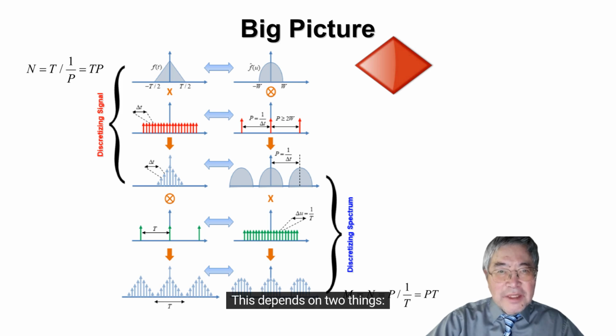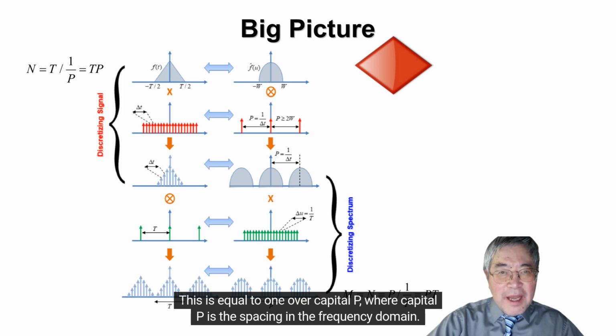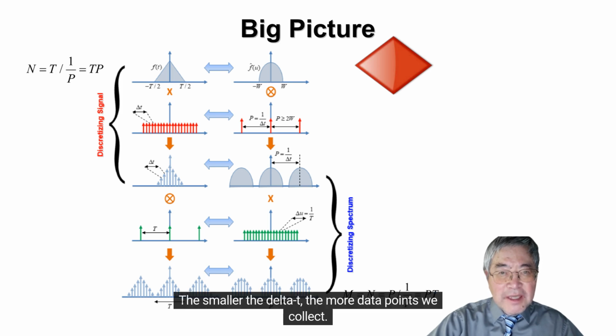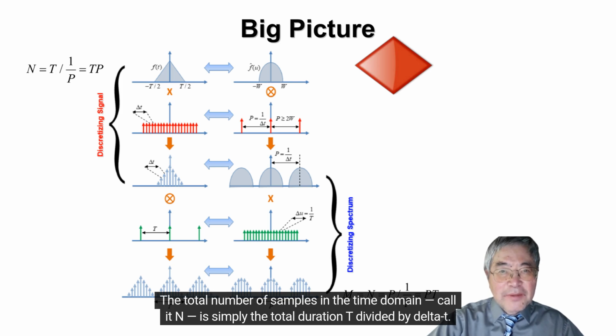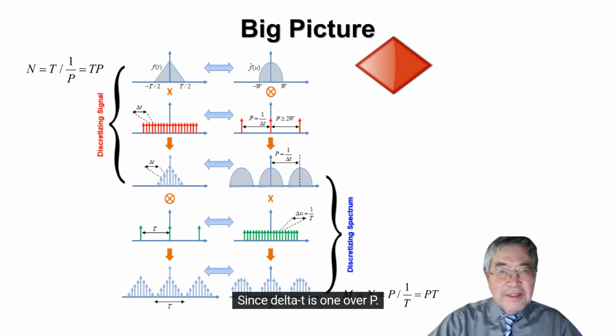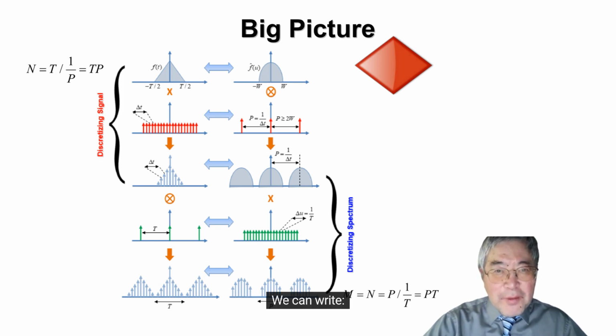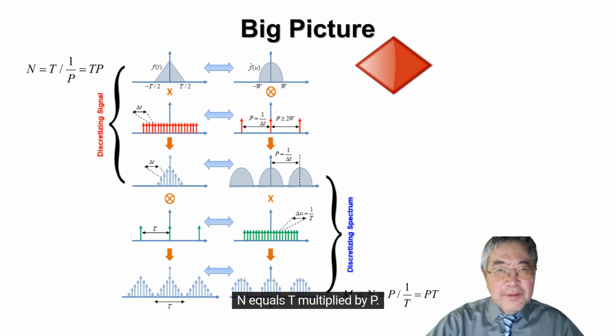This depends on two things. The sampling interval in time, delta t. This is equal to 1 over capital P, where capital P is the spacing in the frequency domain. The smaller the delta t, the more data points we collect. The total duration of the signal, capital T: the longer we record, the more samples we have. The total number of samples in the time domain, call it n, is simply the total duration T divided by delta t. Since delta t is 1 over P, we can write n equals T multiplied by P.